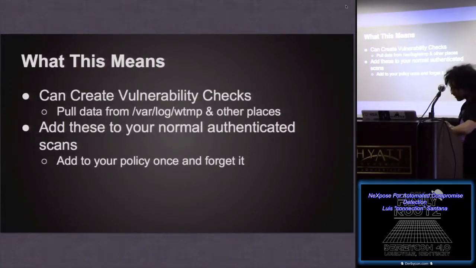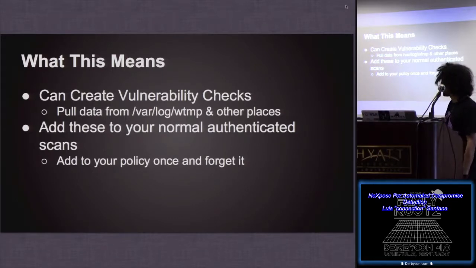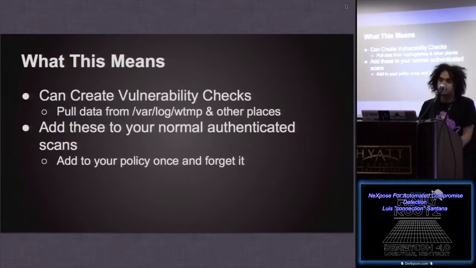But what does it mean? Well, it means that leveraging normal XML styled vulnerability checks with Nexpose, you can write custom checks to look for certain things. You can use Jess to help with that if you're better off in Java. It's pretty cool because you can pull data from /var/log, wtmp, and the bash history, SSH known_hosts and stuff. So that's pretty cool. And additionally, once you code them, you add it to your policy, and then you're good to go. That check will always run every time you run your scheduled scans.